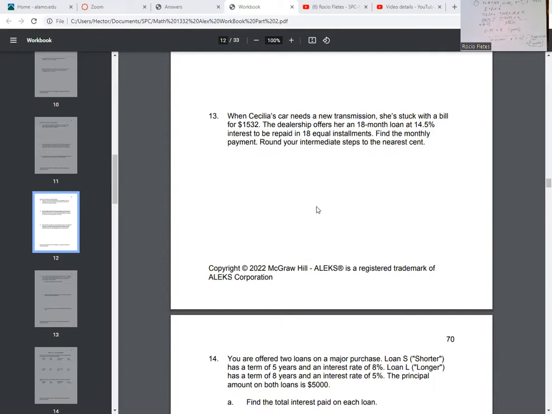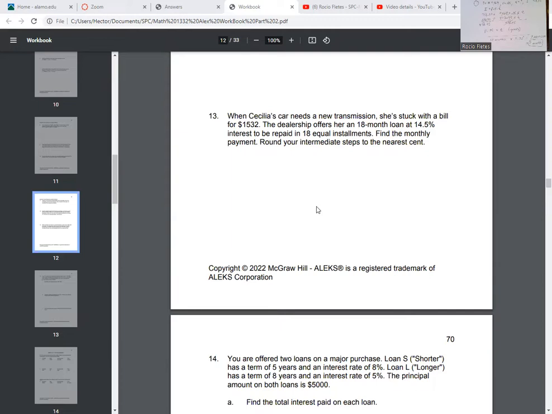So when Cecilia's car needs a new transmission, she's stuck with a bill for $1,532. Wow. The dealership offers her an 18-month loan at 14.5% interest to be repaid in 18 equal installments. Find the monthly payment and round your intermediate steps to the nearest cent.